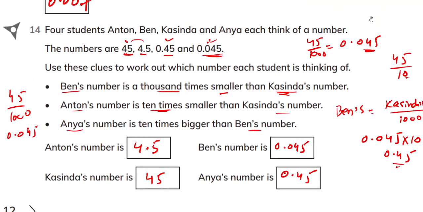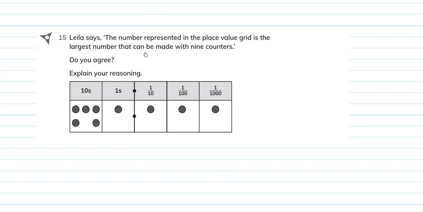Clear, boys? Now, next page 13. This question is on page 13. Maybe there will be a slight difference in your case. The question is saying, Leila says the number represented in the place value grid is the largest number that can be made with 9 counters. She's having 9 counters, and this is the place value grid that is given for her.